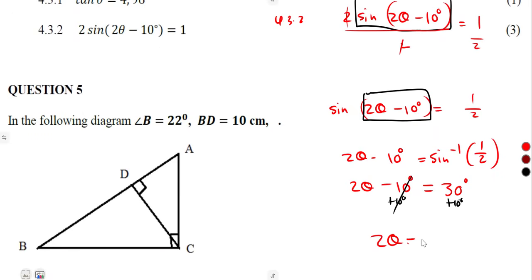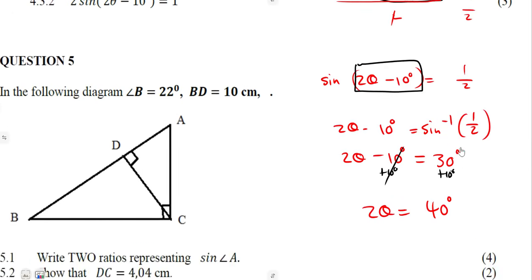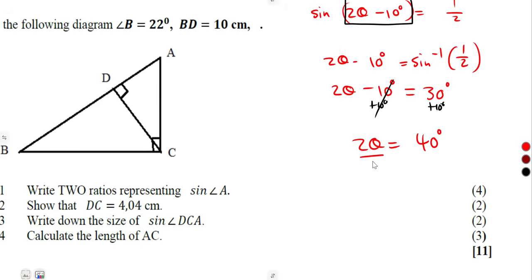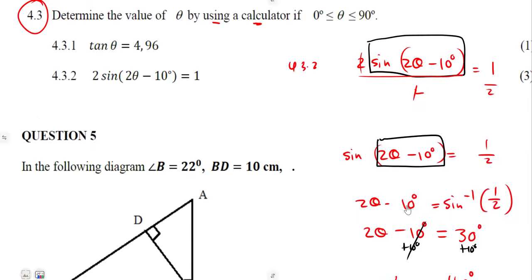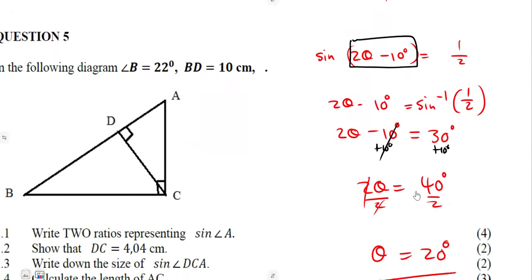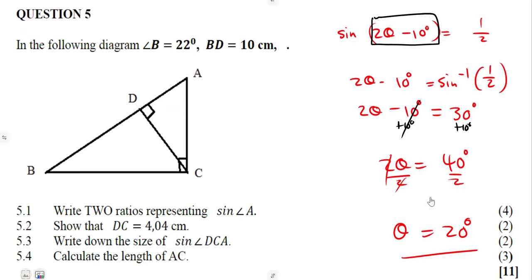So 2 theta is equal to what? 40 degrees. 30 plus 10, that's 40. So to determine theta, guys, divide by what? By 2. So theta is equal to what? 20 degrees at the end. So this is our angle that we want. All right, just like that, we have to solve for theta within that given interval.